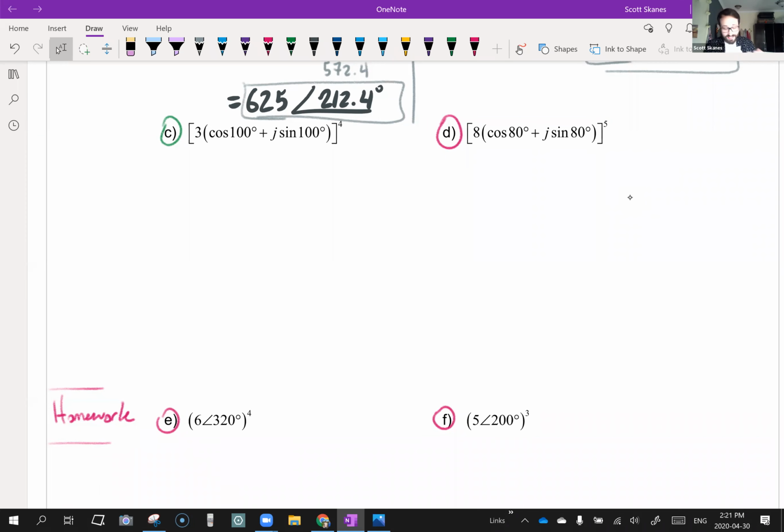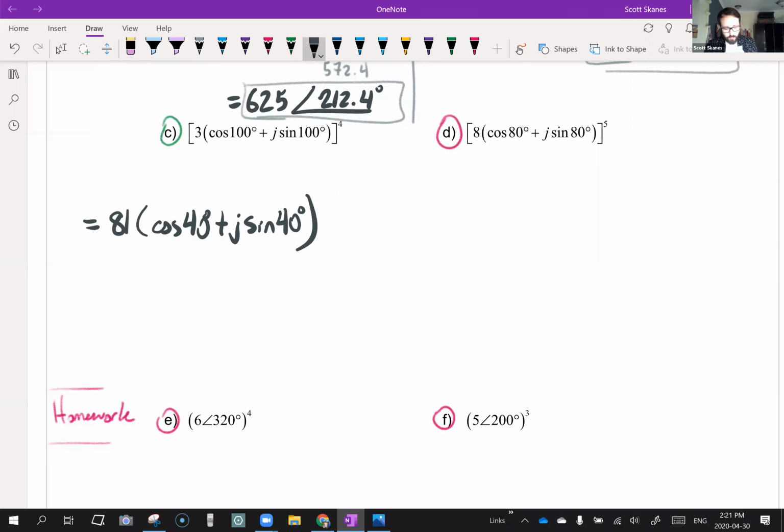So they're both basically the same. So I'm going to do D. The answer to C, by the way, I'll just do it really quickly, is 81 cos 40 plus j sine 40. You can check that yourself, see if you can figure it out.